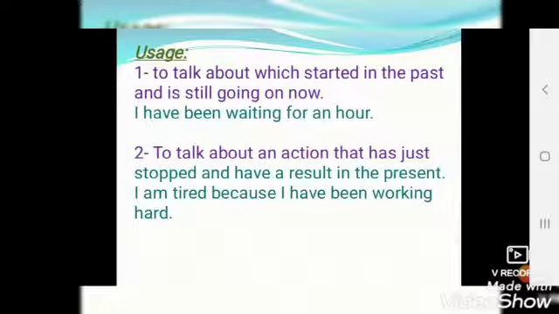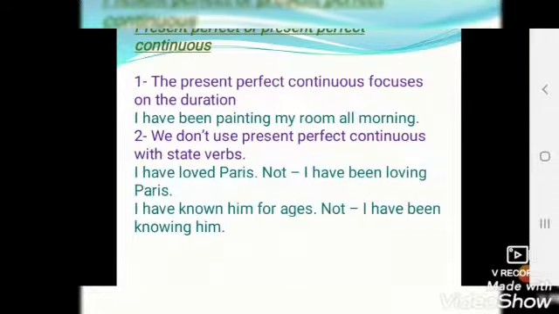Do you notice the similarities between the present simple, present perfect simple, and the present perfect continuous? They even share the same usages. So, what is the difference between them? When do we use the present perfect and the present perfect continuous? The present perfect continuous, as you see, focuses on the duration.